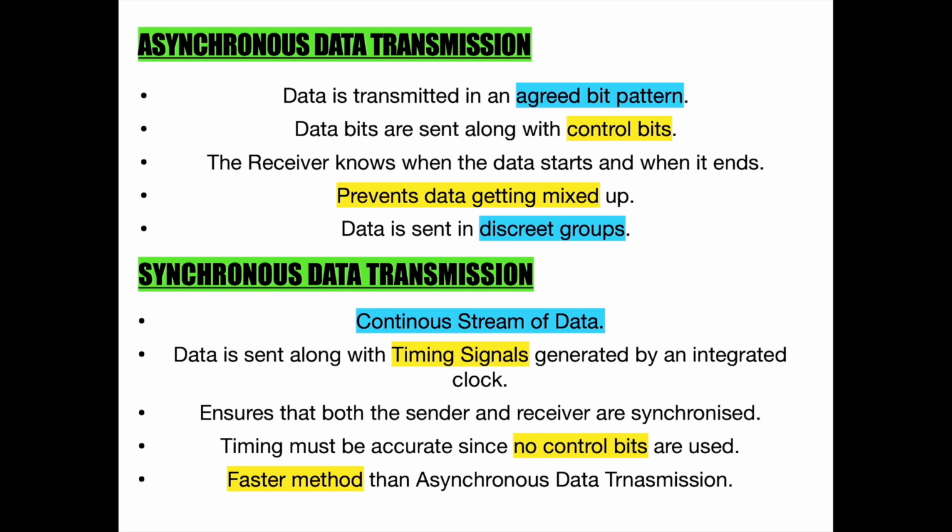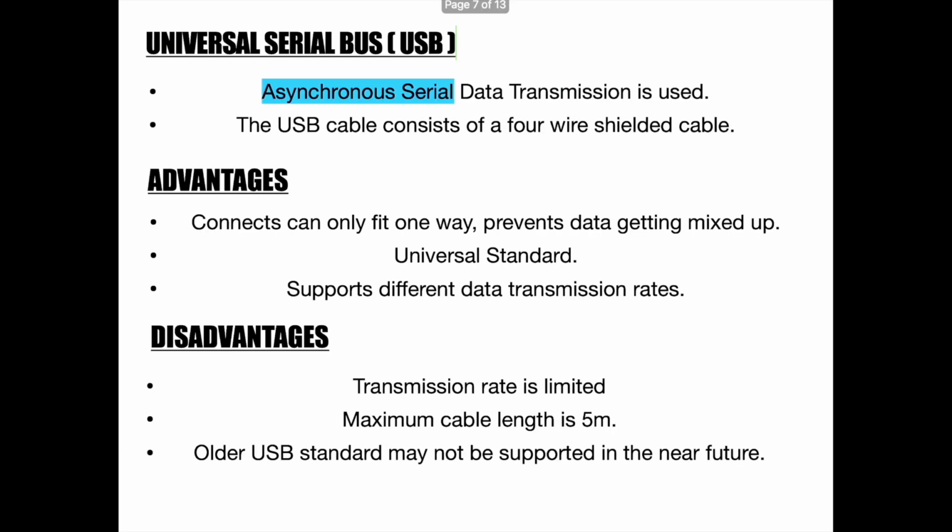Now let's talk about USB, or the Universal Serial Bus. USB uses asynchronous data transmission. The USB cable is a universal standard. The USB port can only fit one way to a device. This means that it prevents data getting mixed up. The main drawback of USB is that its transmission rates are limited. All these points give us a thorough understanding about the Universal Serial Bus.